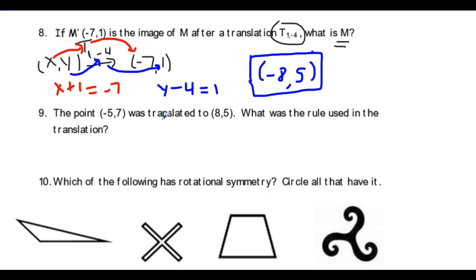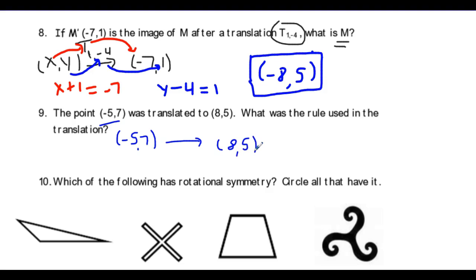The point -5, 7 was translated to 8, 5. What was the rule used in the translation? We're going to set ourselves up like we did before. We're going to start with this point, -5, 7. We know it became 8, 5.